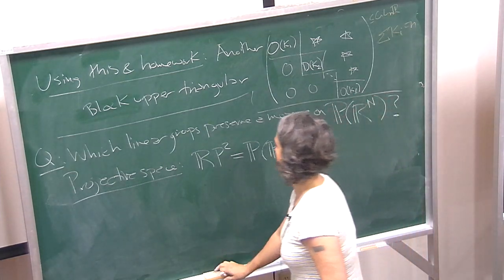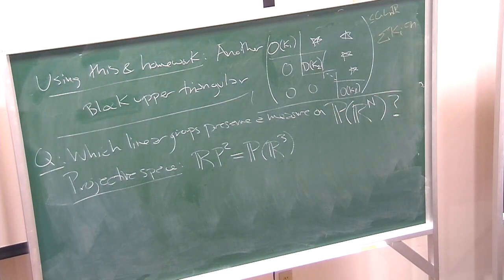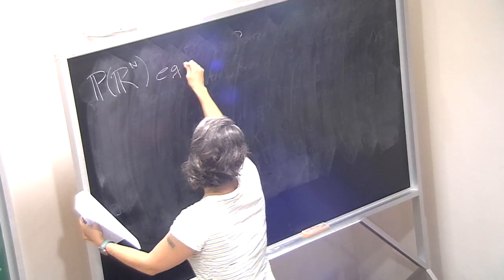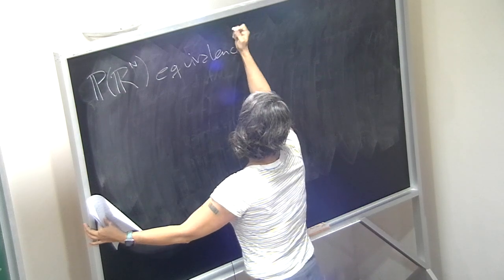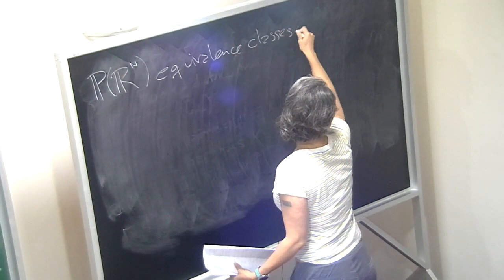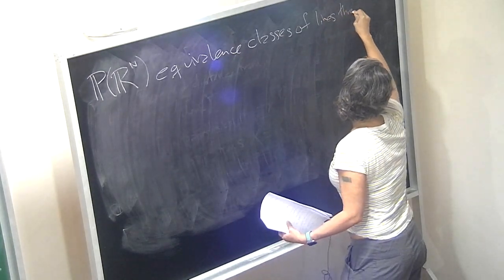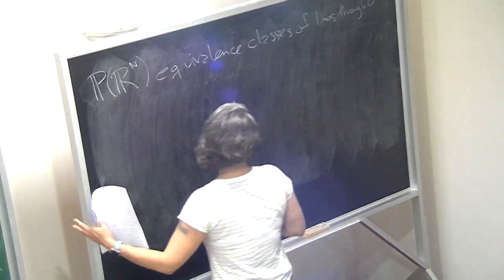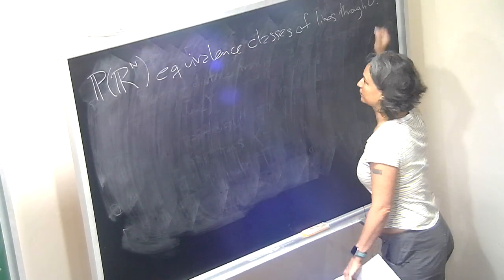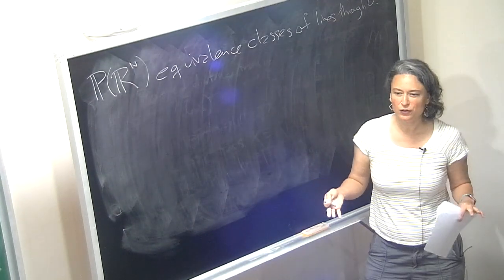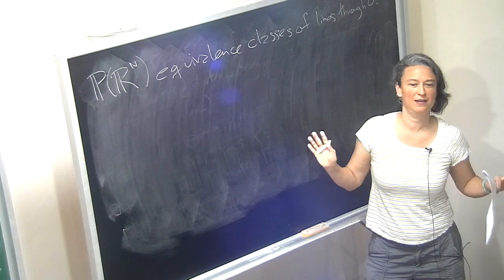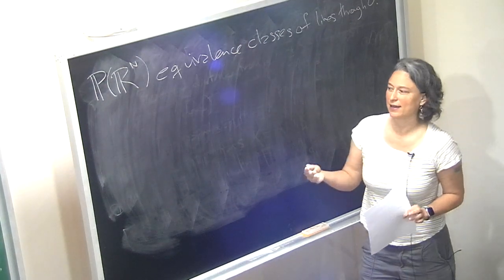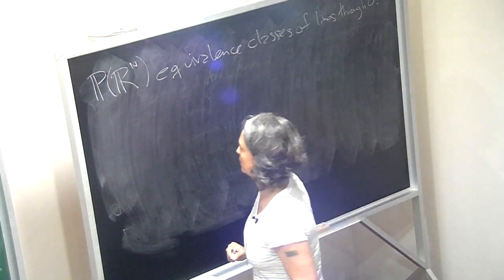Right, so what is this object? P(R^n) are equivalence classes of lines through the origin. Okay? And it has a topology, which is a natural topology. I'm going to just draw some pictures, and then you're supposed to kind of infer from that what the topology is. Again, that's not really going to come very precisely into the picture.